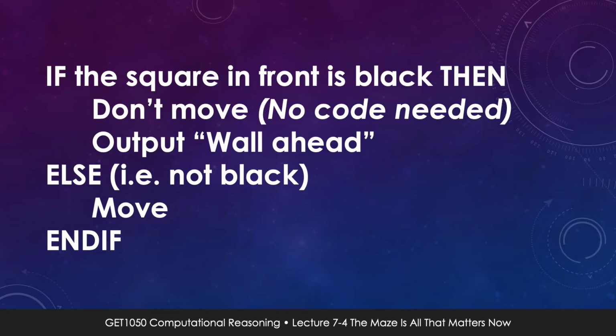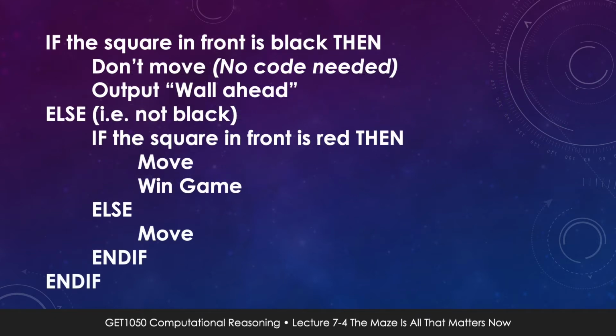Okay, so let's go back to our simplified pseudocode from just now, right? Just now we wrote, if the square in front is black, then output wall ahead, else move, and end if, right? Now, we don't have anything to deal with the red square. So we can nest another if like this. If the square in front is black, then output wall ahead. Else, now we put a nested if, right? If the square in front is red, then move, win game. Else, move, right? Then we end if, and then we end if, right? Because we have an if in an if, right?